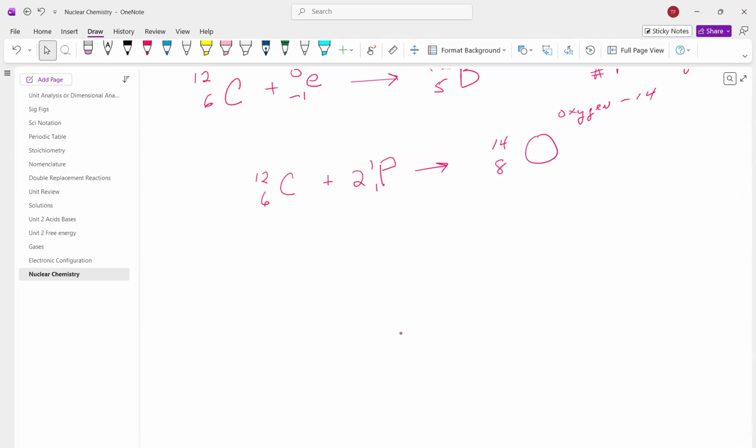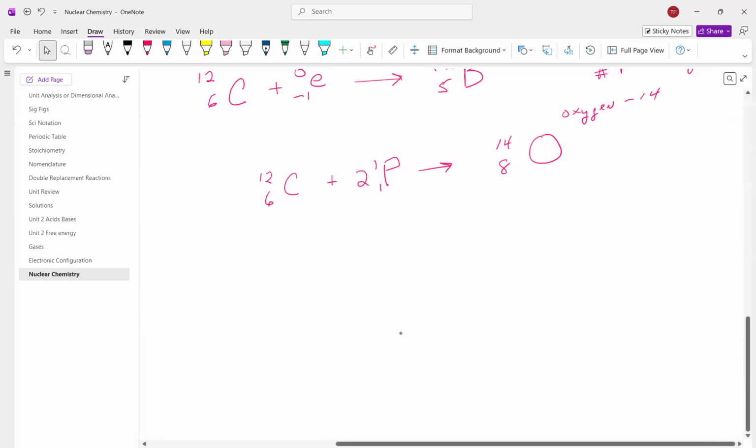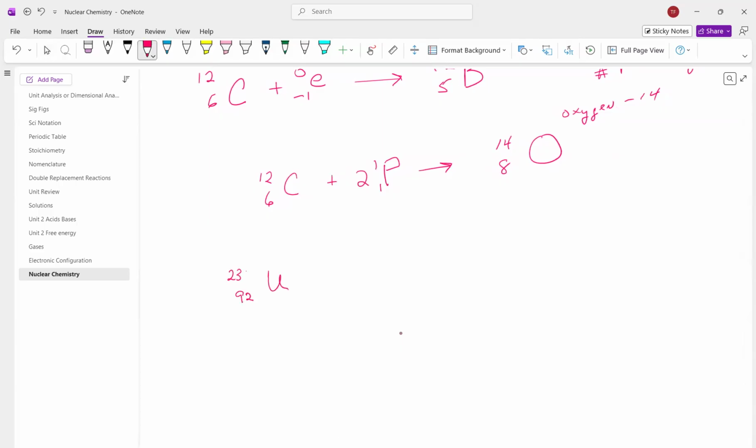So the bottom line, whatever the nuclear equation is, top numbers have to be equal, bottom numbers have to be equal. Now, these are small particles we're talking about here. But for example, if we took U, the enriched uranium, uranium-235, and hit it with 2 neutrons, it blasts apart.